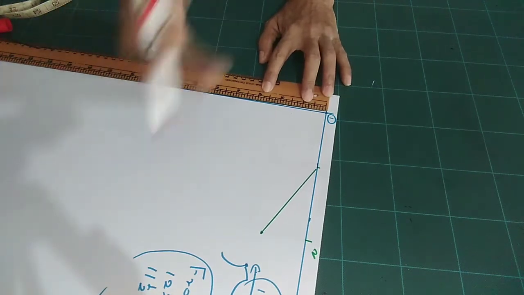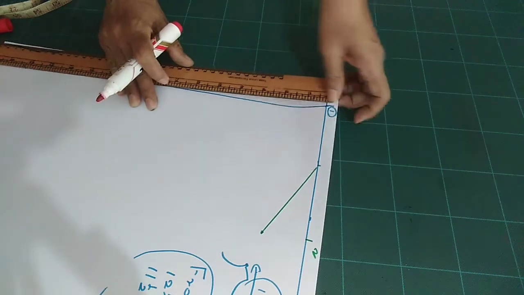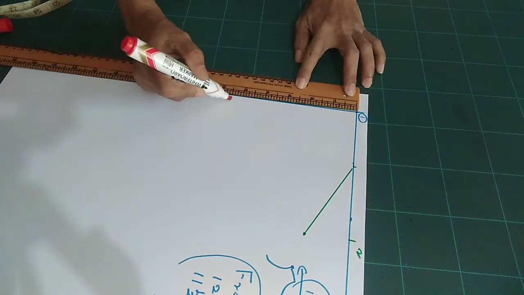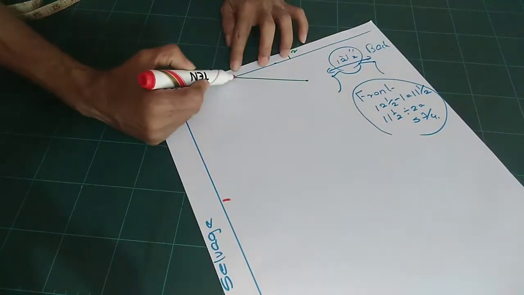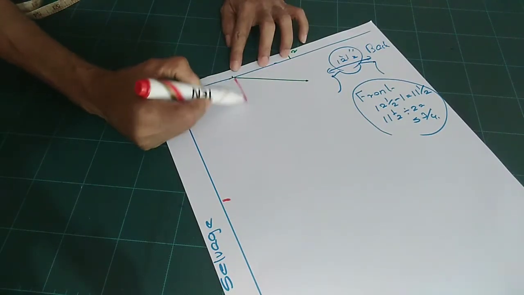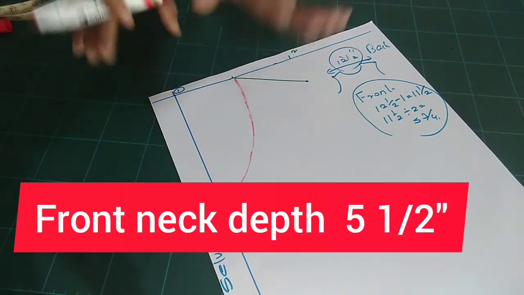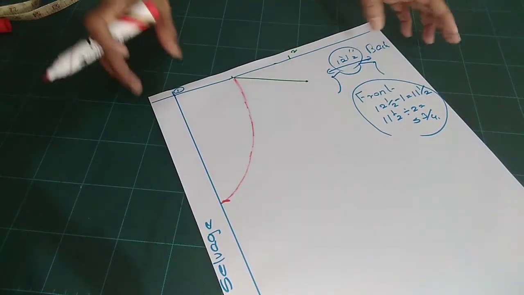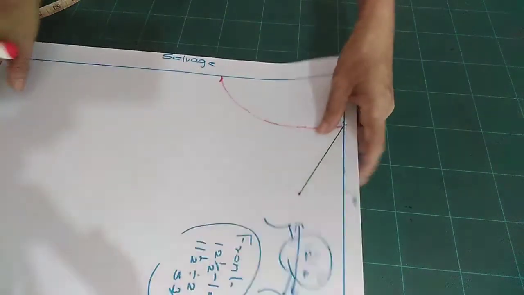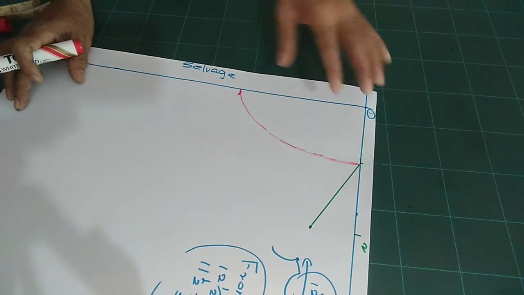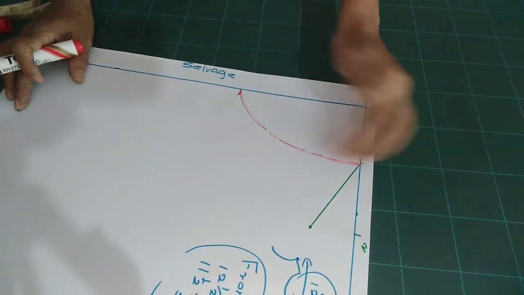I'm going to draw the front neckline. I measure 5.5 inches. Okay. I'll draw my neckline. If you want to change it, watch my neckline video. You watch it and you can change your neckline. Okay.